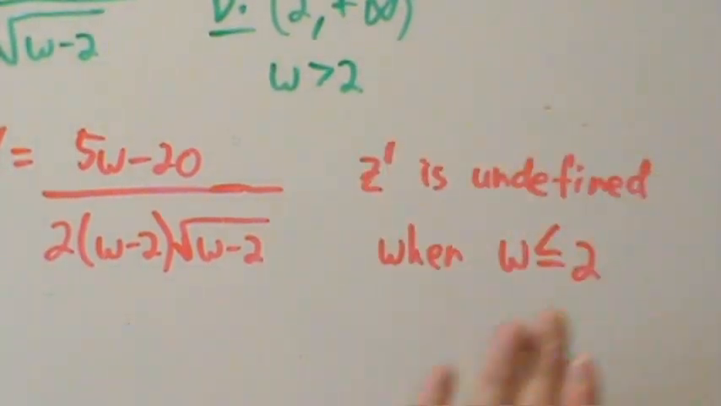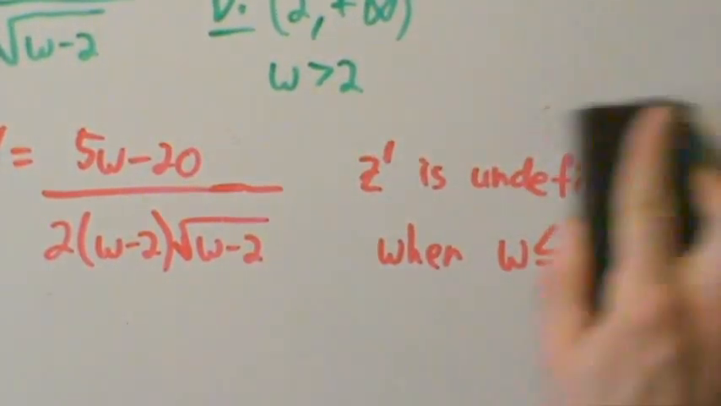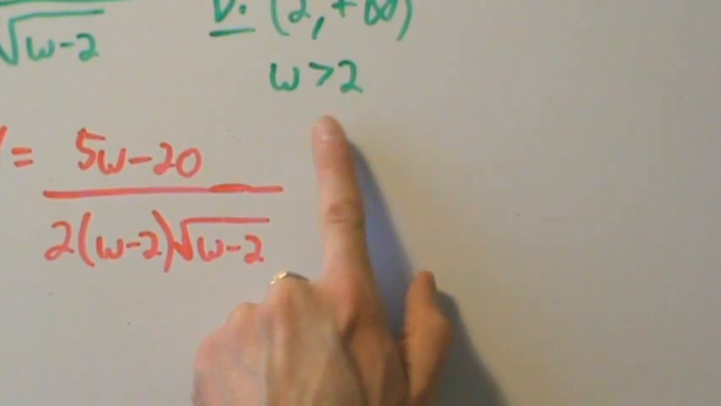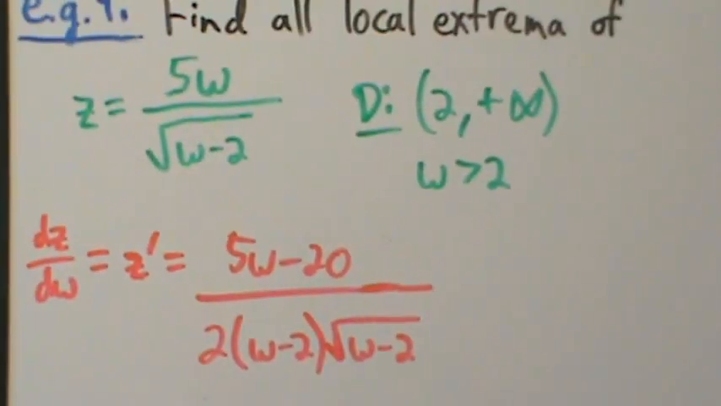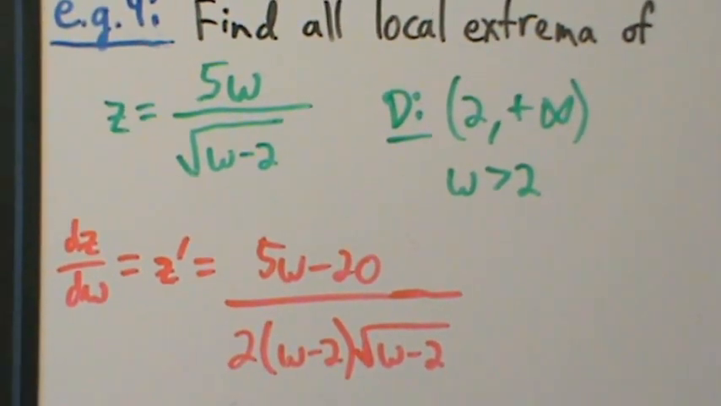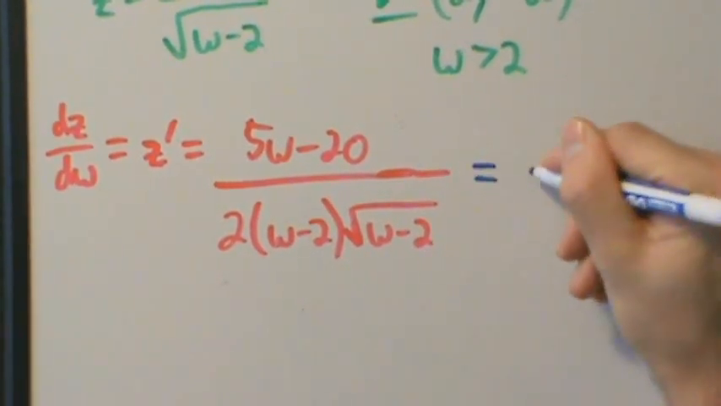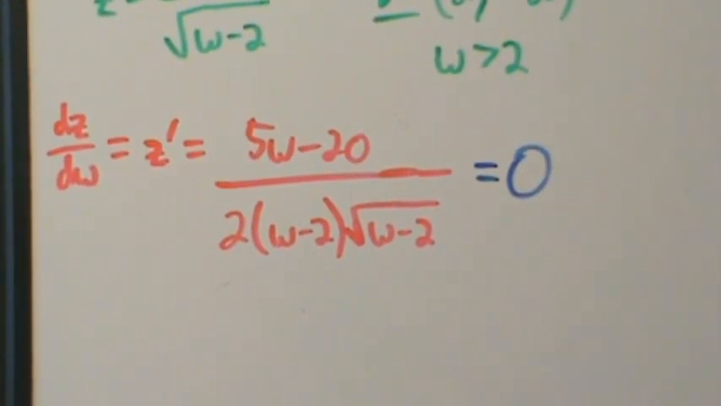So we could just forget about all these, right? And that's great. So again, infinitely many points where the derivative is undefined, but not one of those points is in the domain. Okay, so we can just forget about those. So now we only care about where the derivative equals 0. So we just take this and set it equal to 0, and we just solve.